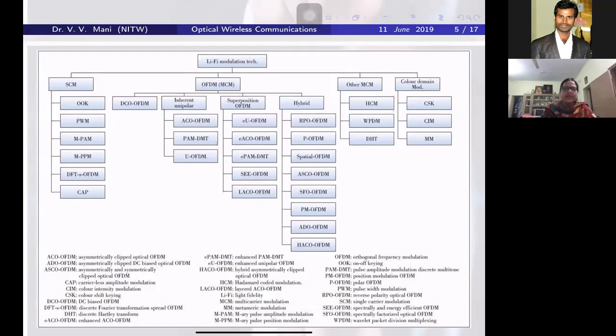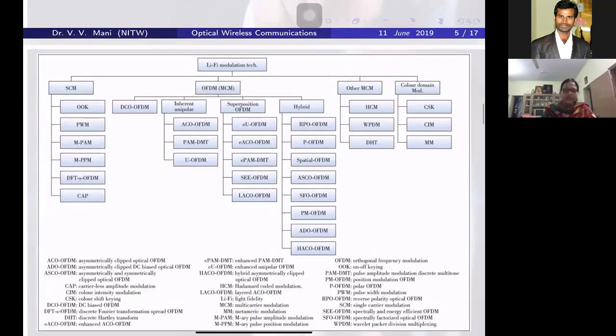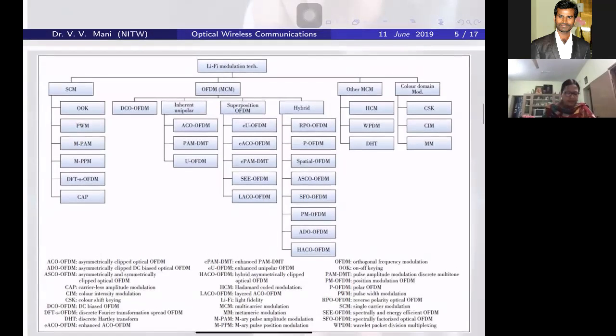So if you look at this diagram, you can see the light wave modulation schemes. I can go for OFDM, other multi-carrier communications, or color domain modulations in visible light communication, like ACO OFDM, PAM DMT, UFDM, OFDM. There are many thousands of variants that people are already finding out.